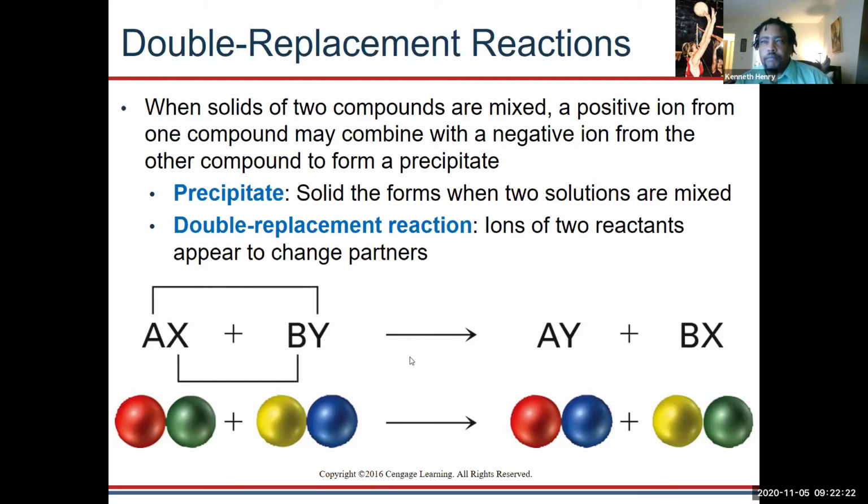Okay, you want to test it out? Oh, before we go there, you'll see the term precipitation or precipitate, right? Anytime you see that term, that basically means that a solid is going to be formed when you mix two solutions. So one of your products is going to end up producing a solid, okay? Are you with me?